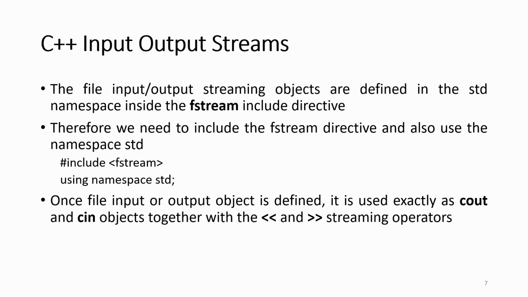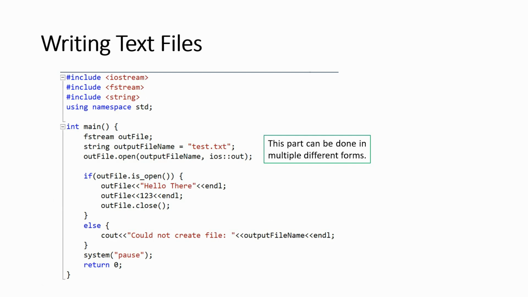Once a file input or output object is defined, it is used exactly as the cout and cin objects, together with the insertion and extraction operators, the streaming operators. So this program shows how to write a text file. It's a very simple example.